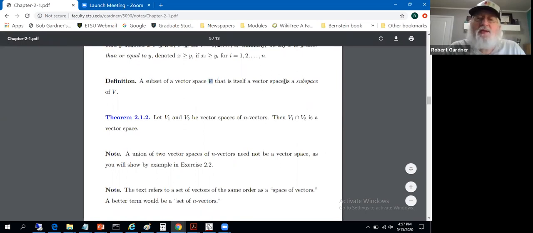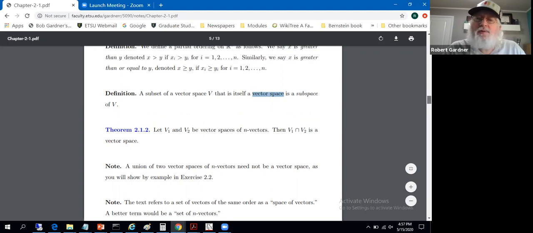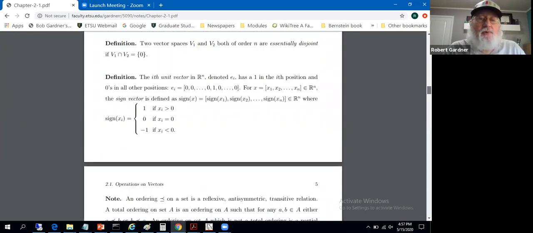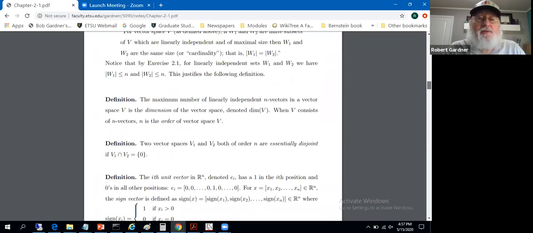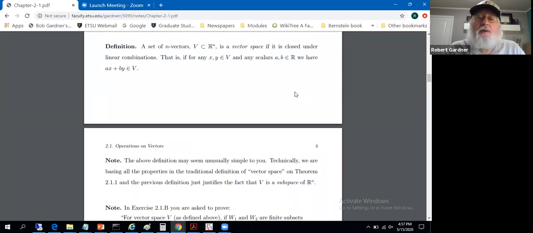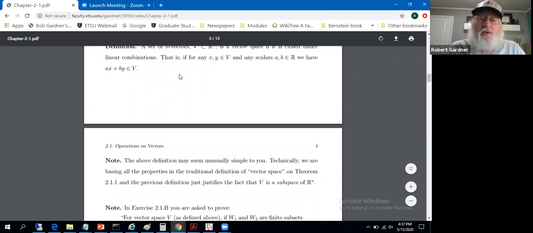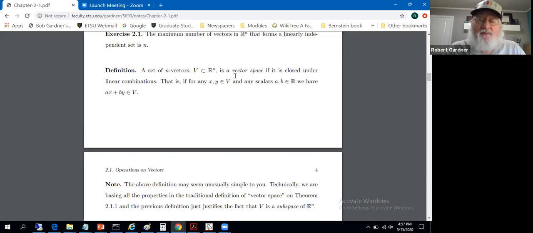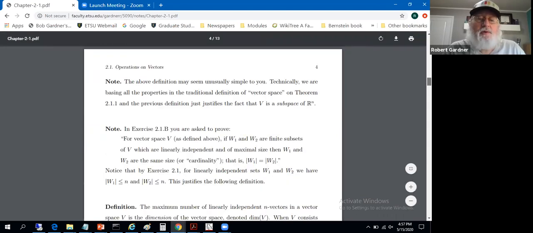What is a vector space? One more time, in Gentle's book, let's run back and check. It wasn't those eight axioms. In the book, a vector space is a collection of n vectors that's closed under linear combinations. That's a vector space. So if we want to show something's a vector space, all we've got to do is show closure under linear combinations.